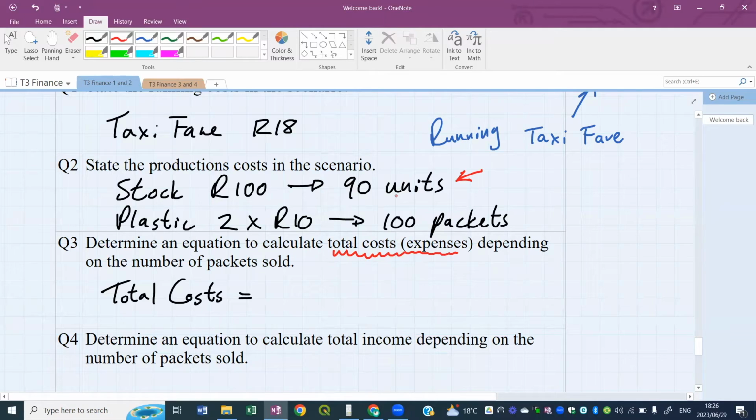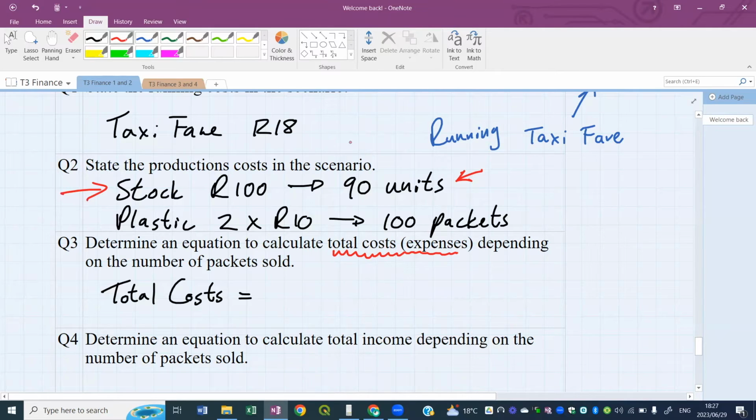I want to know the price for one packet, because look at question 3 here, for the number of packets sold. So we need to work out a price for a packet, depending on how many packets, but we're going to need a per packet price. Right now, in question 2, this isn't split up into single packets. This is for 90 packets and 100 packets and things like that. So I'm going to go up to question 2 again, and I'm going to try and work out a price for one packet of stock.